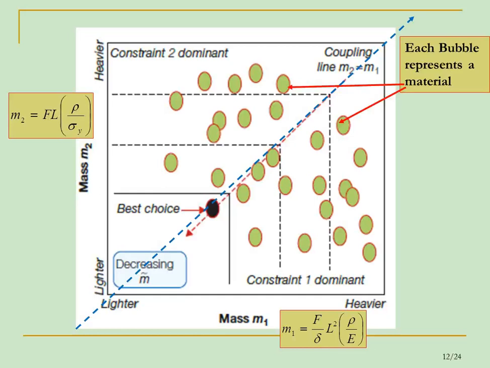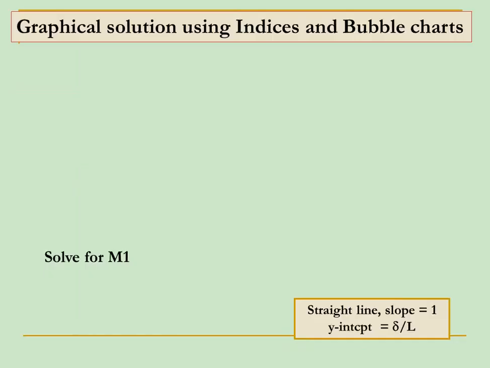And that is what we will see in our next slide, how I can make the solution independent of the design variables. The selection shall then depend, in the end, only upon the material properties. So let's move forward.